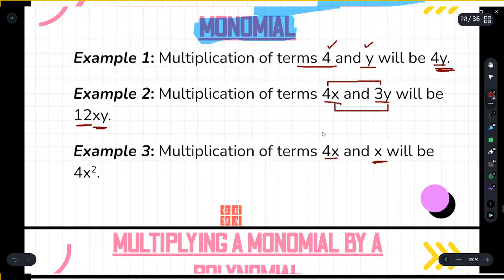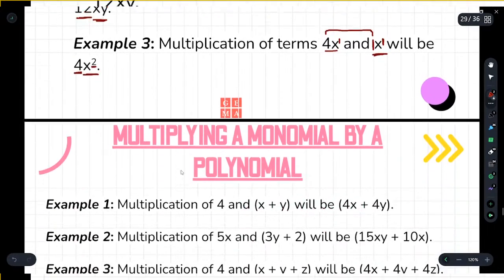Okay, this is the multiplication of like terms, right? Let's just multiply their coefficients first. x is actually 1x, right? So 4 into 1 is 4, and adding their powers, adding the powers of the like variables, which will give us 1 plus 1 is equal to 2. So it will be 4x square. So we have done this one.